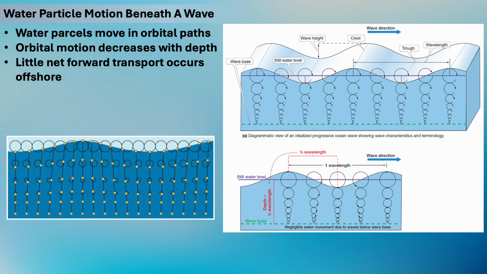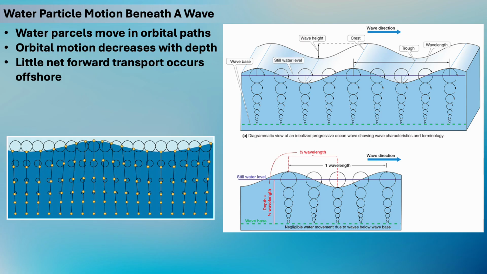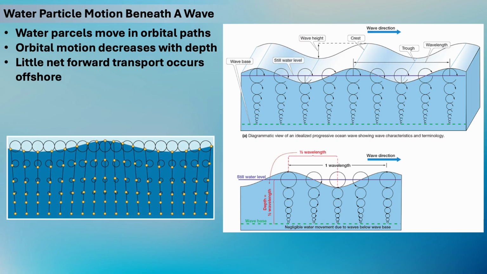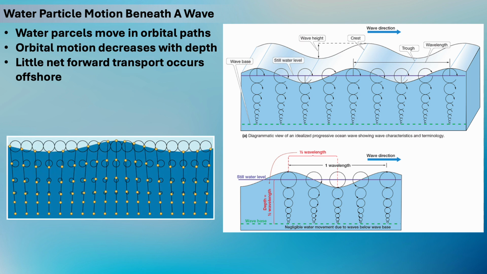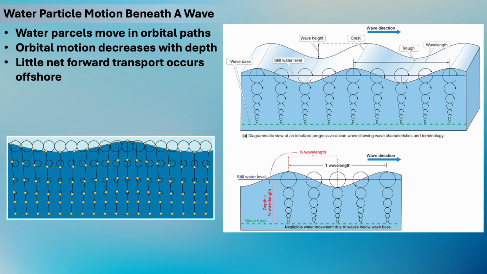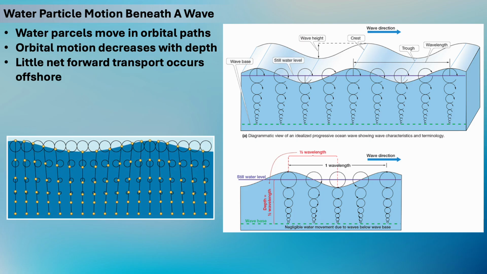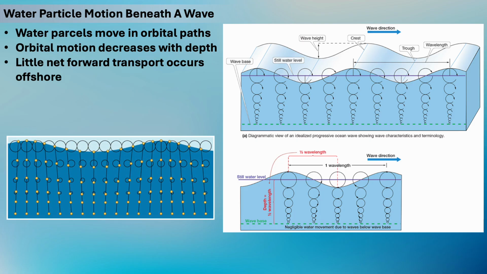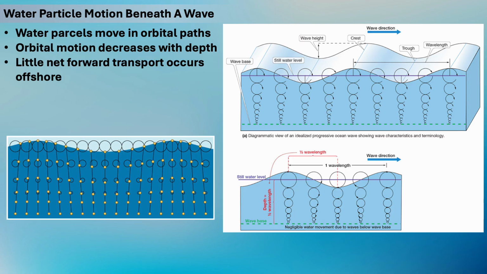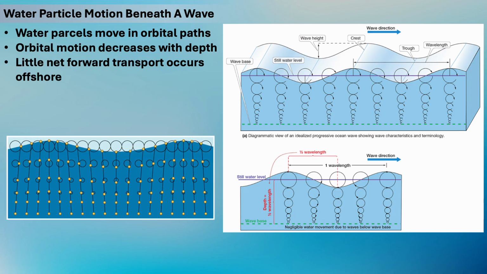At the surface, these orbits are largest. With increasing depth, orbital motion decreases exponentially. By a depth of roughly one-half the wavelength, wave-induced motion is negligible. This depth dependence explains why surface waves can pass over deep-sea ecosystems without disturbing them.